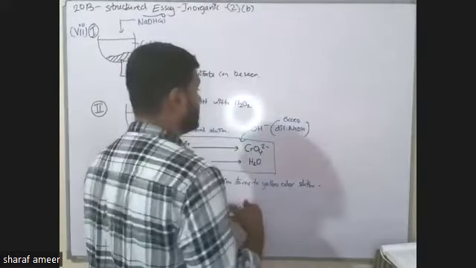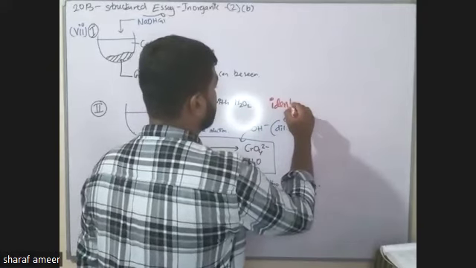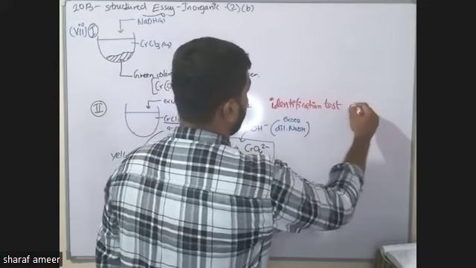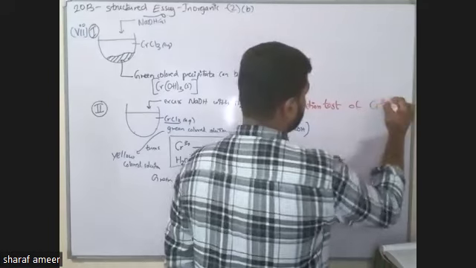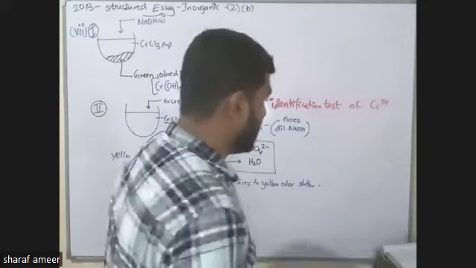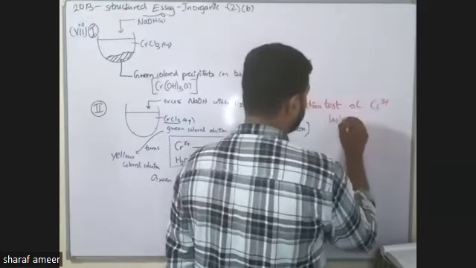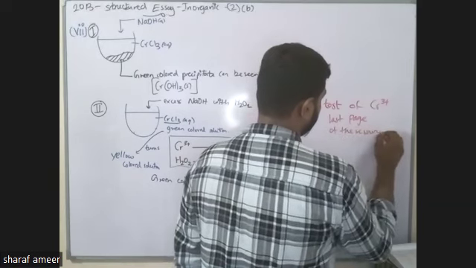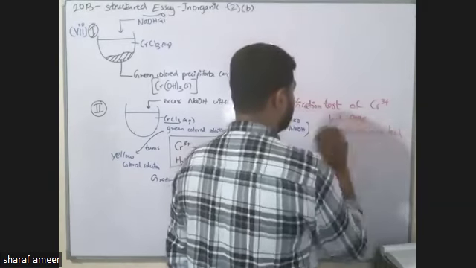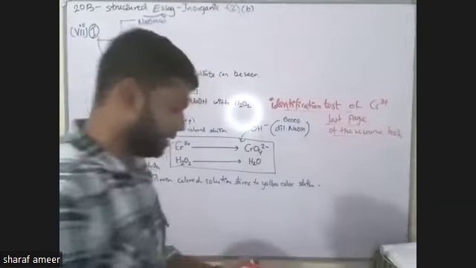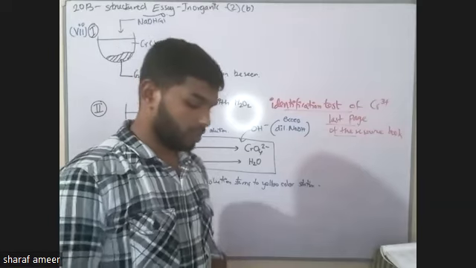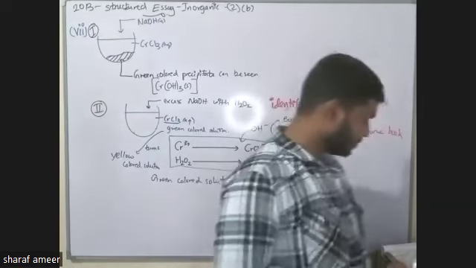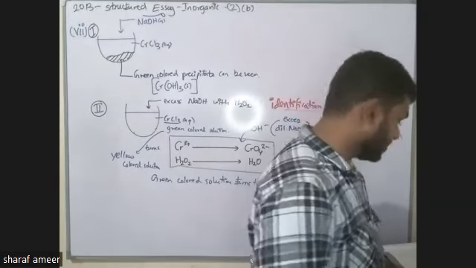Another point. This one is called the identification test, the identification test of Cr3+. This is there at the last page of the resource book. On the last page of the resource book, you have the points here. There they use this medium, right? So as a result, this is the formation here, right? So take the points, what have we got from this?